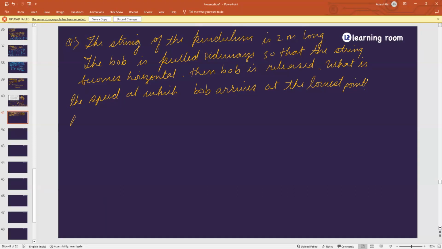Okay, one more condition is there. Assume that 10% energy is lost against air resistance. Now try to solve this. The statement is very much informative. All these are questions that have already occurred in the board exam. We should solve this.